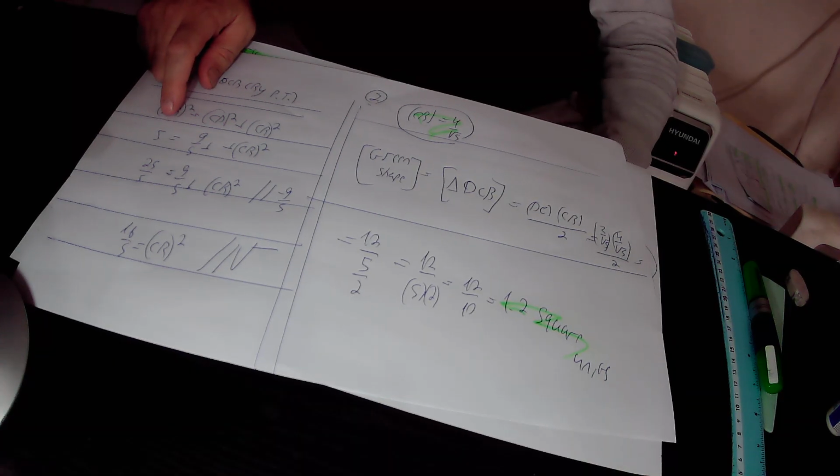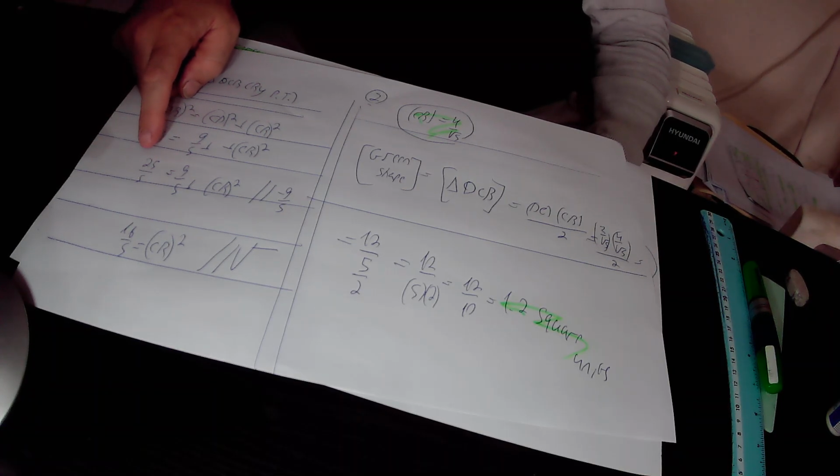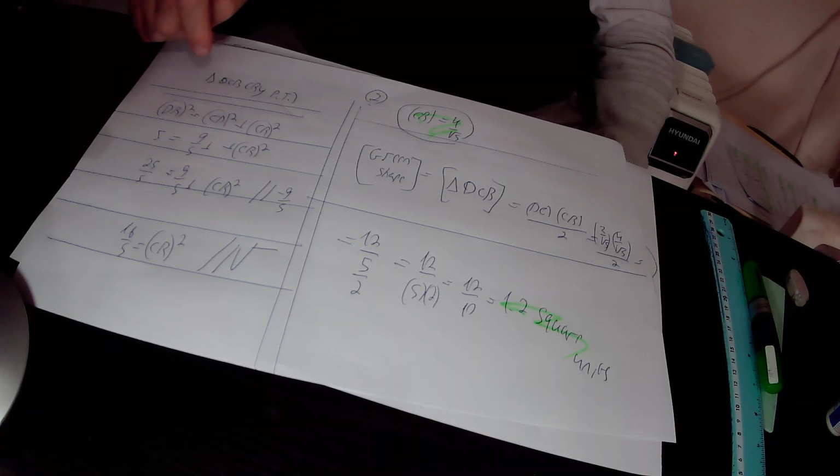Here we multiply it by 5, and then we divide it by 5 in order to get a common factor with this number. So 5 times 5 is 25 over 5. 25 over 5 is 5. So in total we found out that 25 over 5 equals 9/5 plus CB squared.